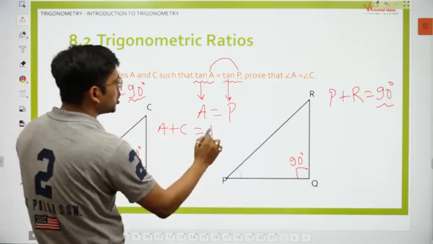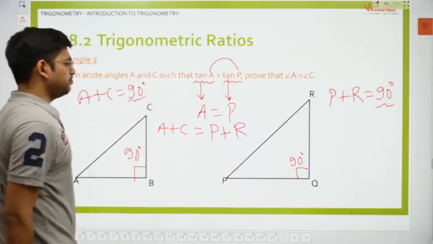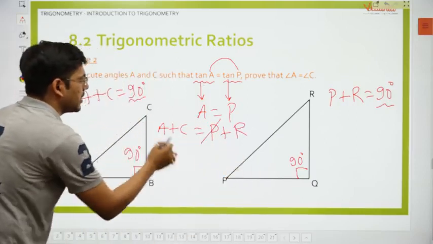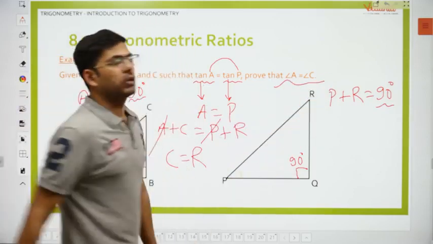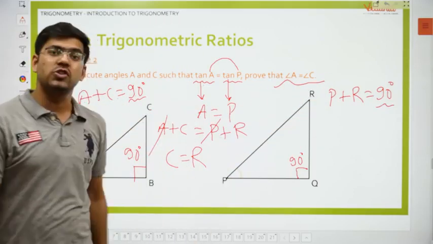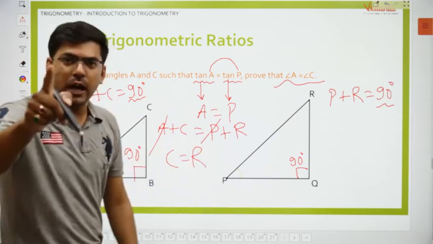A plus C should be equal to P plus R. Now, if A and P are equal, then they will cancel down and C will be equal to R. This has to be proved only. Prove that A equals C. So easy. Now, I'll show you the solution.